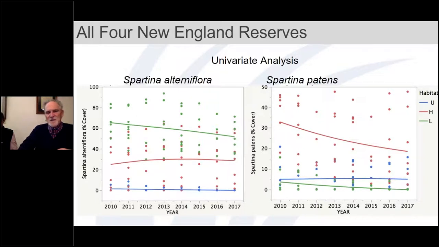I wanted to point out also that the green dots on the right graph are Spartina patens in the low marsh. So we actually started in 2010 with quite a few plots having Spartina patens in the low marsh. But if you look in 2017, there are no plots with any Spartina patens in the low marsh left. Next slide.